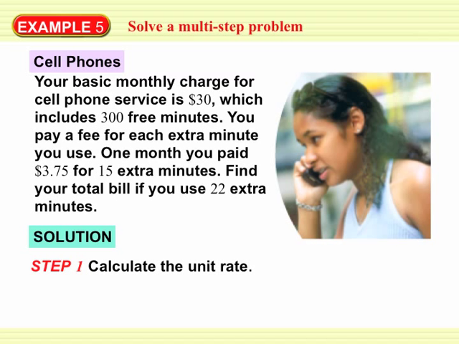So the first thing we need to do is to find the unit rate. What is the cost per minute in this problem? Well, we know that we paid $3.75 for 15 extra minutes. So we can find the rate in dollars per minute. $0.25 per 1 minute. I took $3.75 and divided it by 15, and I got 0.25 over 1, or 25 cents per minute.